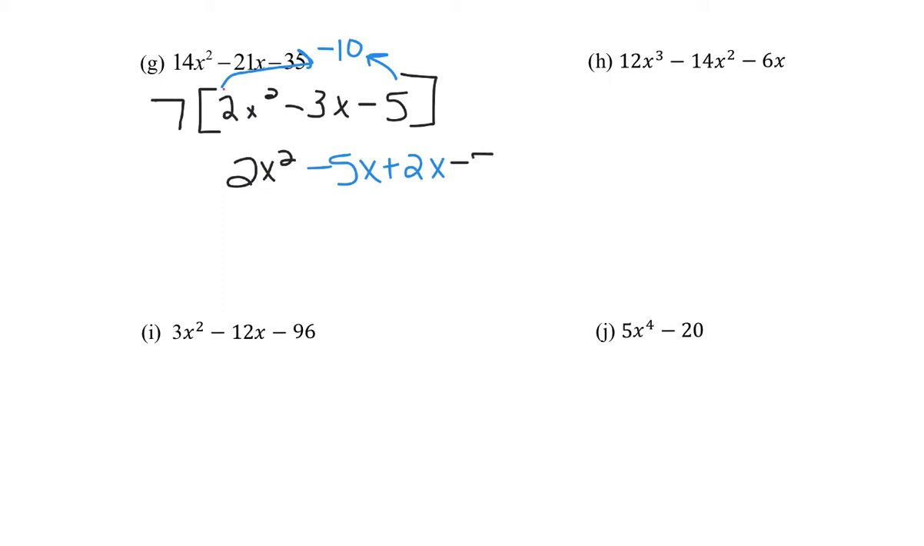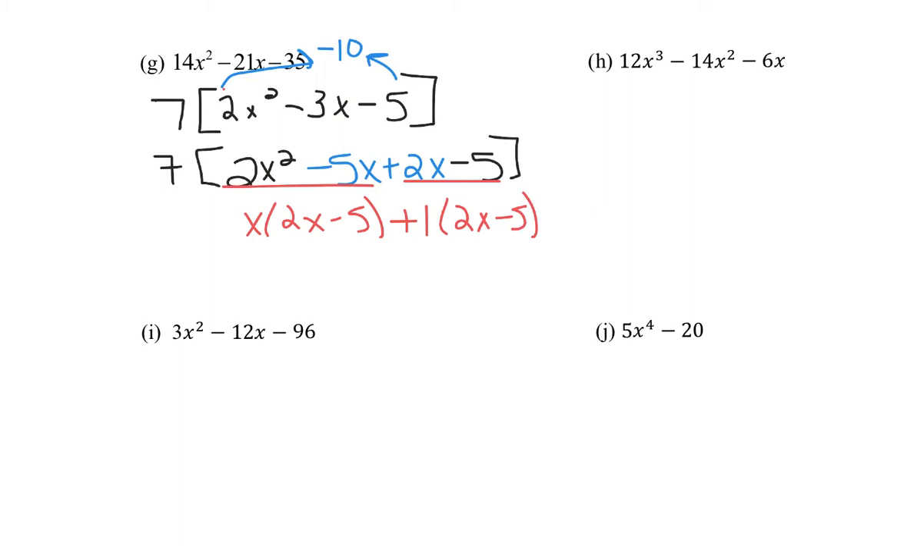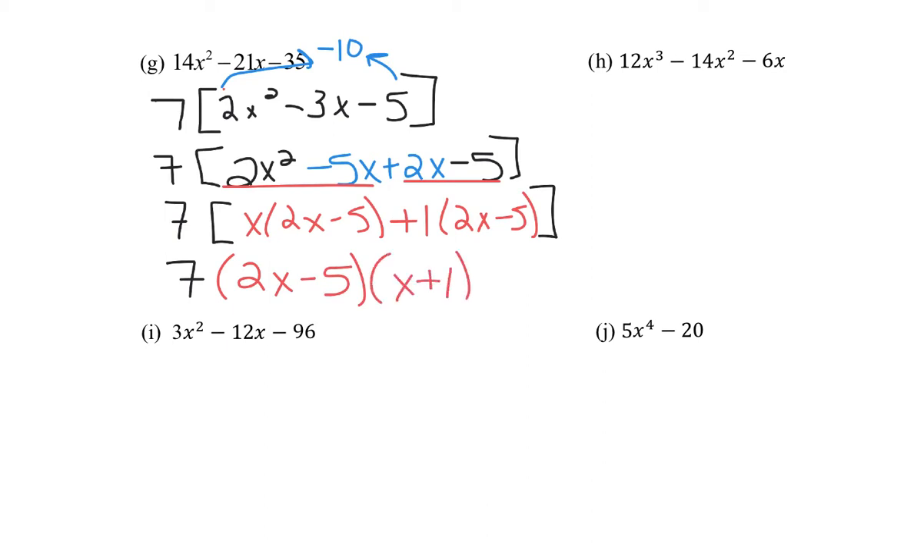So I just split my middle in the blue, as I've been doing the whole lesson. Keep that GCF in the front. I use brackets because I can tell this is going to be a bunch of parentheses in just a second. So when I factor this 4-term polynomial, I get out an x and a 2x minus 5, and a 1 and a 2x minus 5. I put the 7 in the front. So I have a 7, a 2x minus 5, and an x plus 1 for my factors.